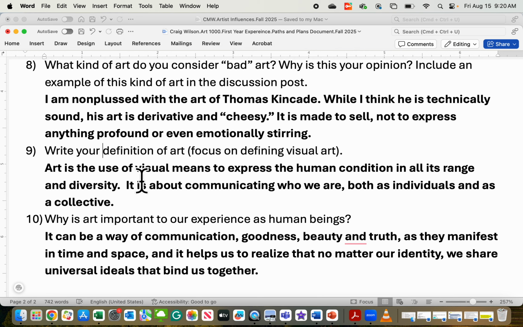As I think about art and why it's important, for me, it helps us realize that no matter where we come from in time and space and how that shapes us in identity, as members of the human race, there are certain universal ideals that bind us together. And I want to communicate that, and I like to see that reflected in art.